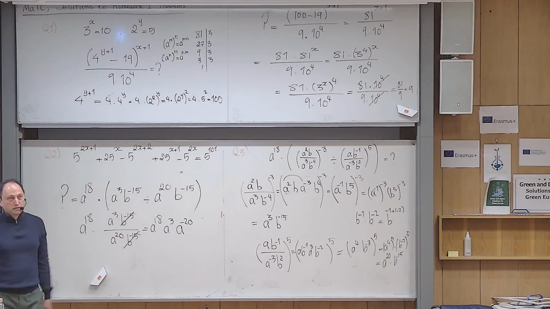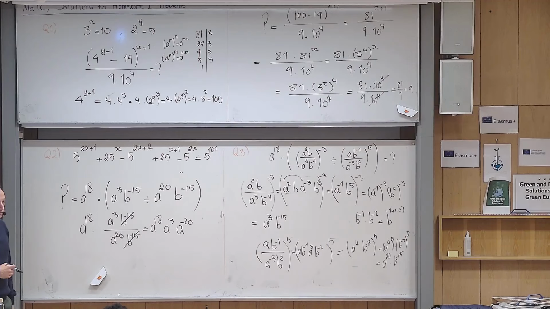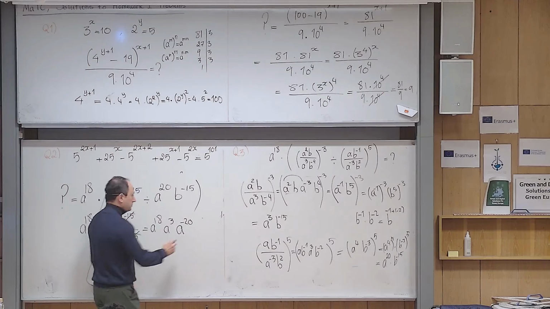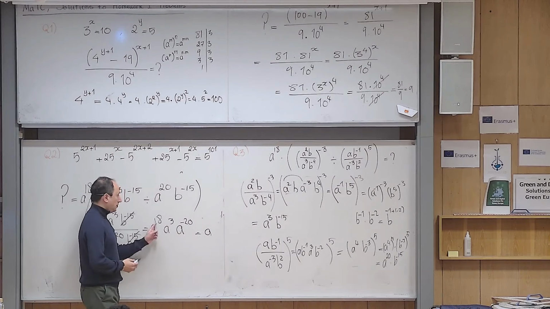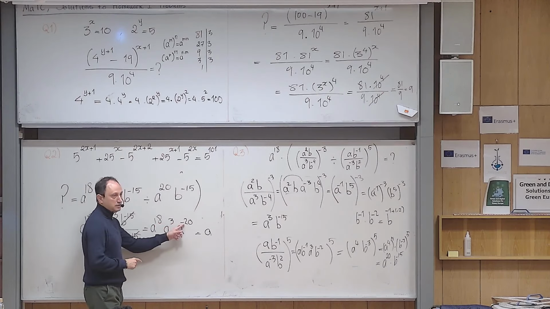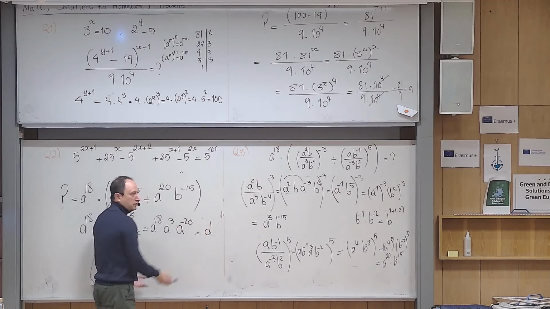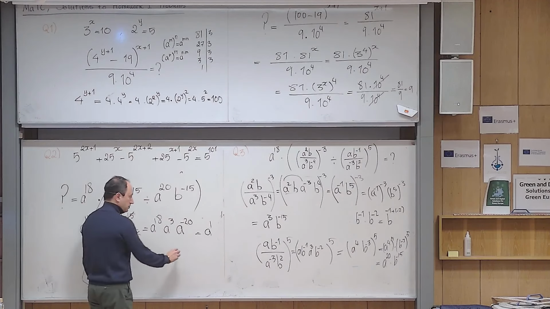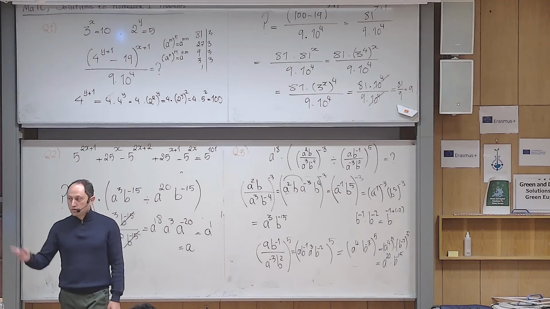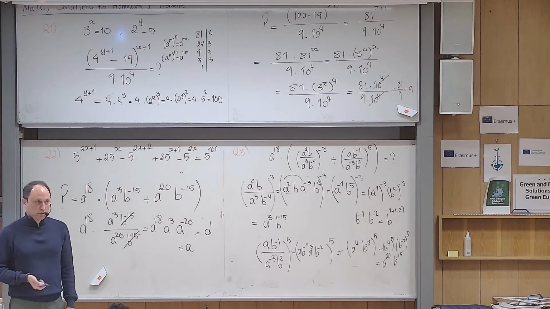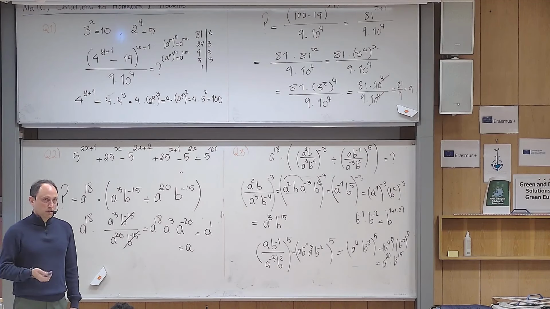So what is the answer finally? The bases are the same. You have to add the exponents. 18 plus 3, 21. 21 plus negative 20, 1. But no one writes a to power 1 because it is better to write a. So what you need to type is just letter A there. Is that understandable?